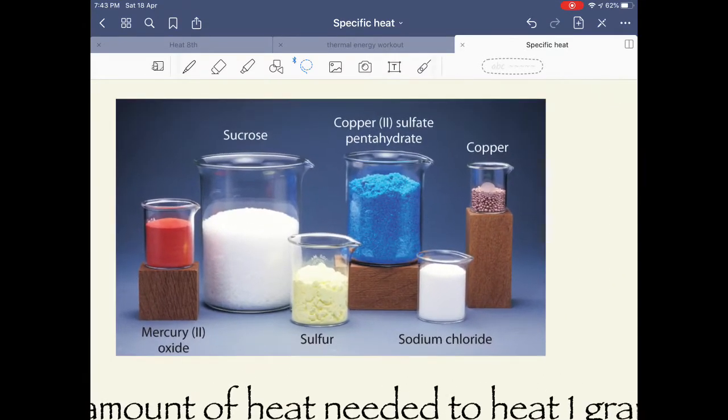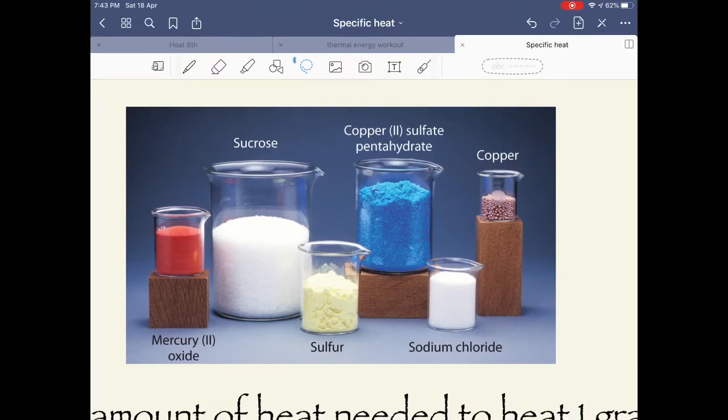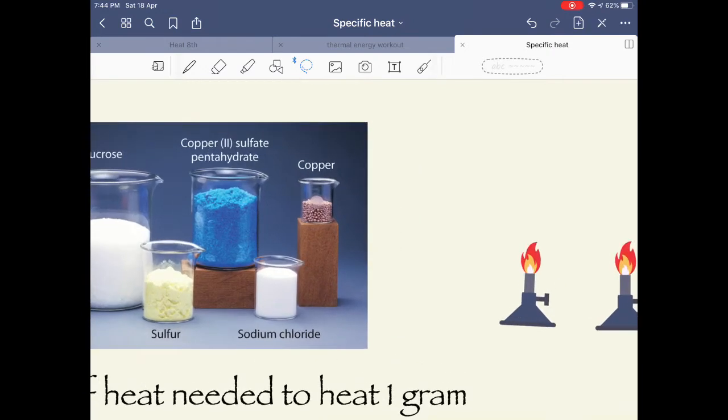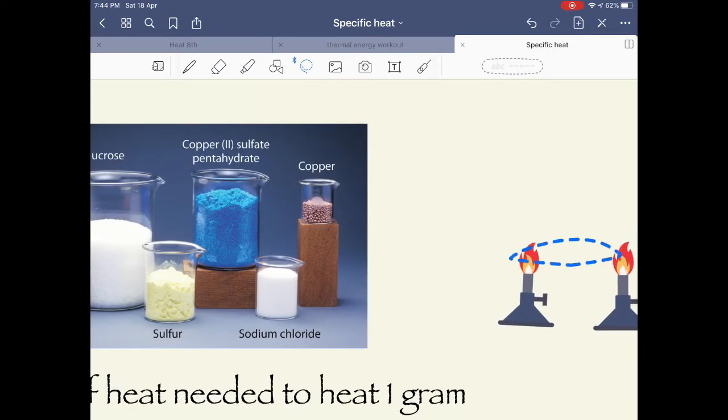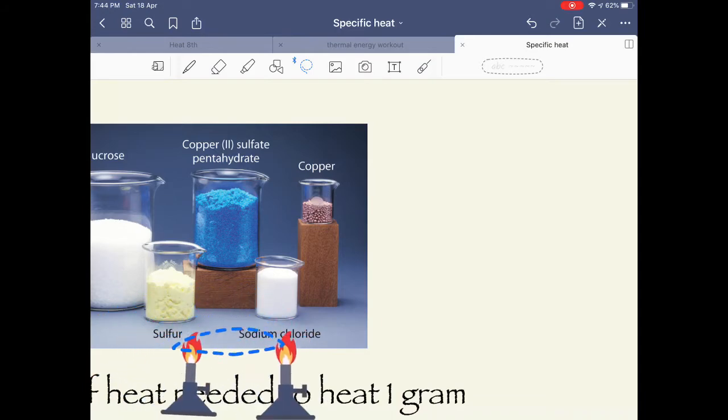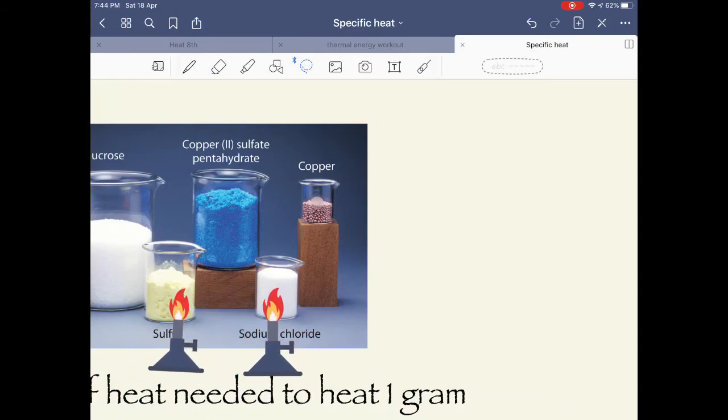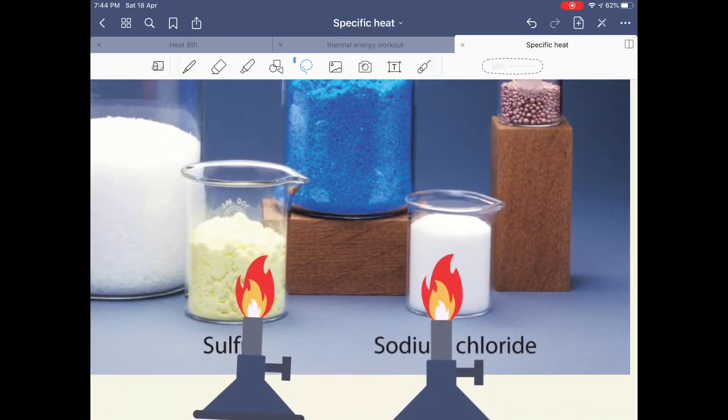If I go to this image, we have different substances, okay? Mercury, sulfur, sodium chloride, for example. These different substances, and all of them in the periodic table, absorb heat at different rates due to their structure or characteristics. Let me explain it in other words. Let's say we have these Bunsen burners, and I decide to heat up the sulfur and the sodium chloride. The specific heat will be that the sodium chloride and the sulfur need different amounts of heat to increase their temperature by 1 degree Celsius.